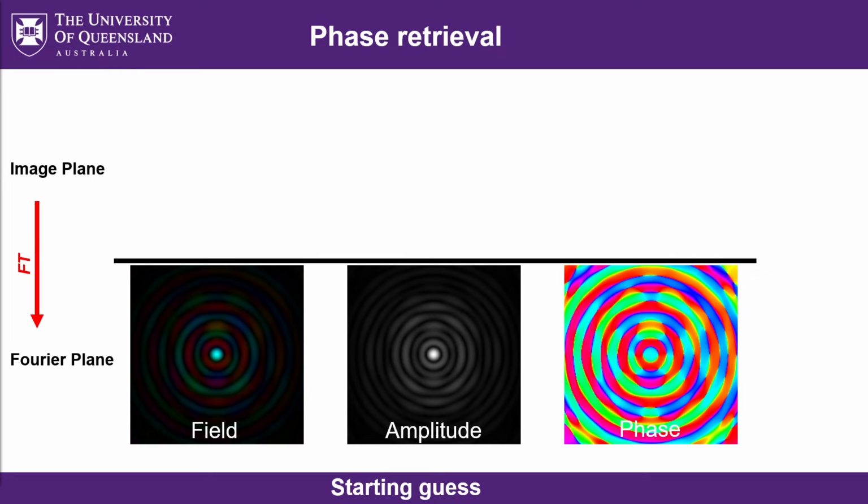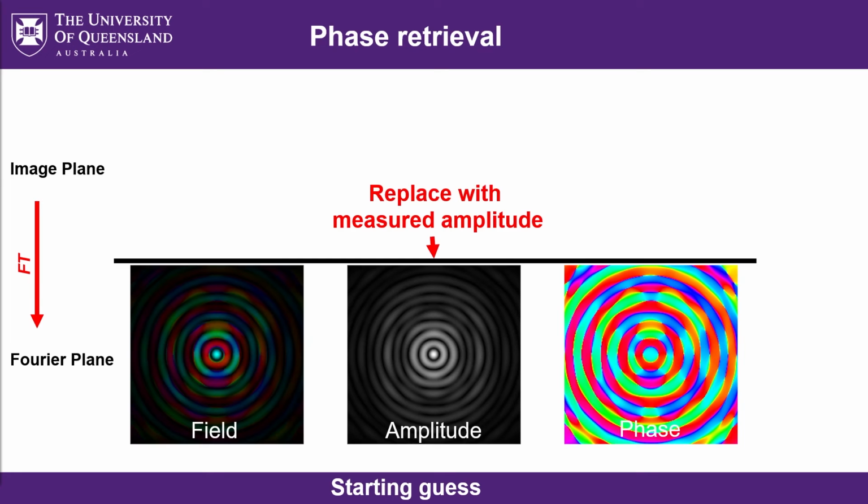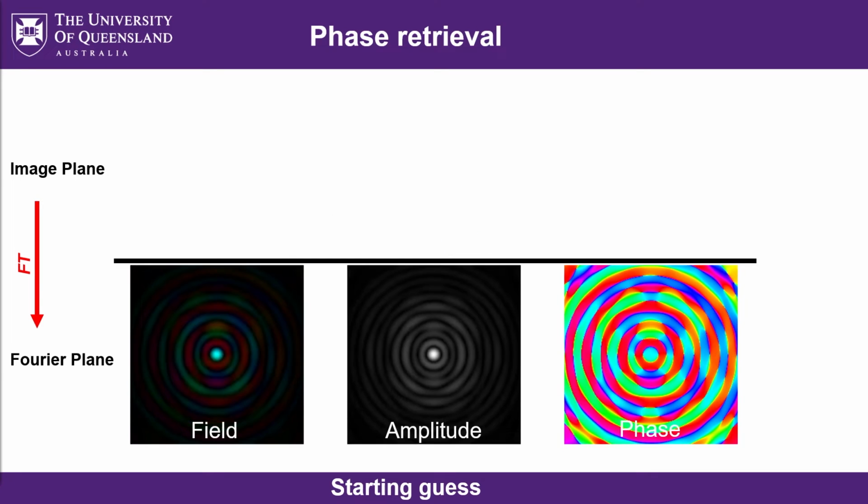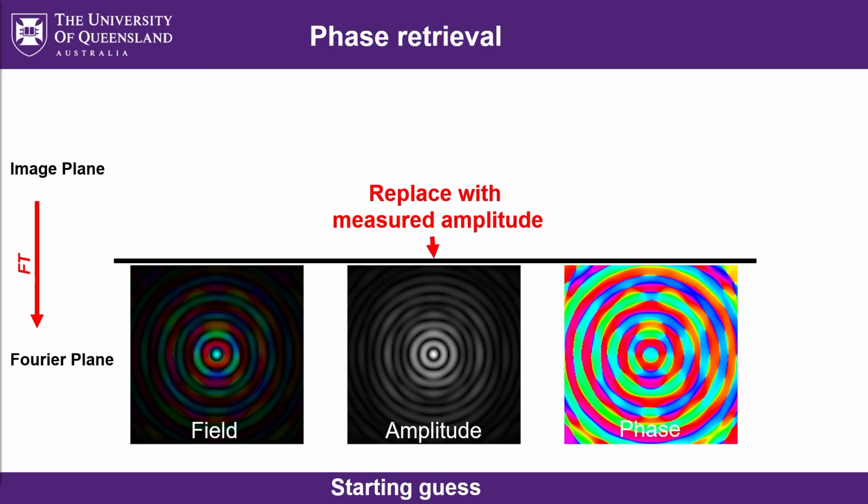Okay, we get some distribution of amplitude and phase, but that amplitude isn't what we saw on the camera. This is what we saw on the camera. So we're going to replace the amplitude the algorithm gave us, based on our initial guess, with the amplitude we actually observed because we know that to be true. The phase can do whatever it likes. We're going to keep that as is. That's the parameter we're trying to find. So amplitude is enforced as a constraint, and then phase is a free variable.